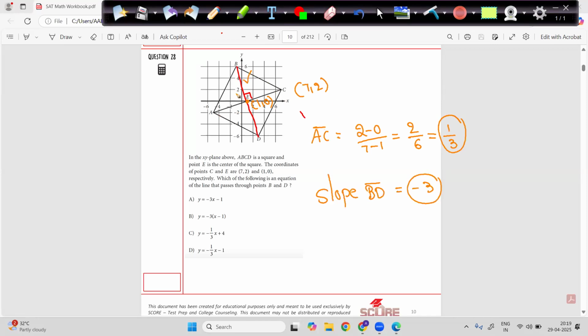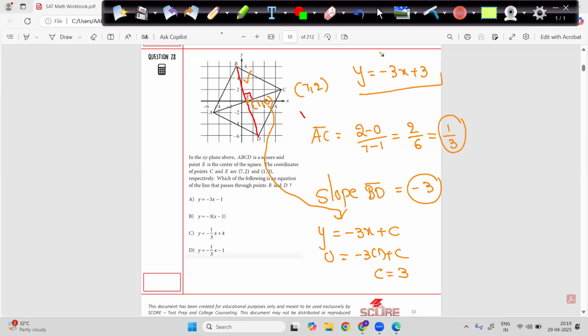I know a point and I know the slope. So the equation is y equal to mx plus c. To find c, I need to plug in this point. y is 0, x is 1. So c is 3. Therefore, the answer is y equal to minus 3x plus 3. Simple. Students who know the concepts, this is the same as option B, because this is also minus 3x plus 3. Both of them look same. Not look same, they're same.